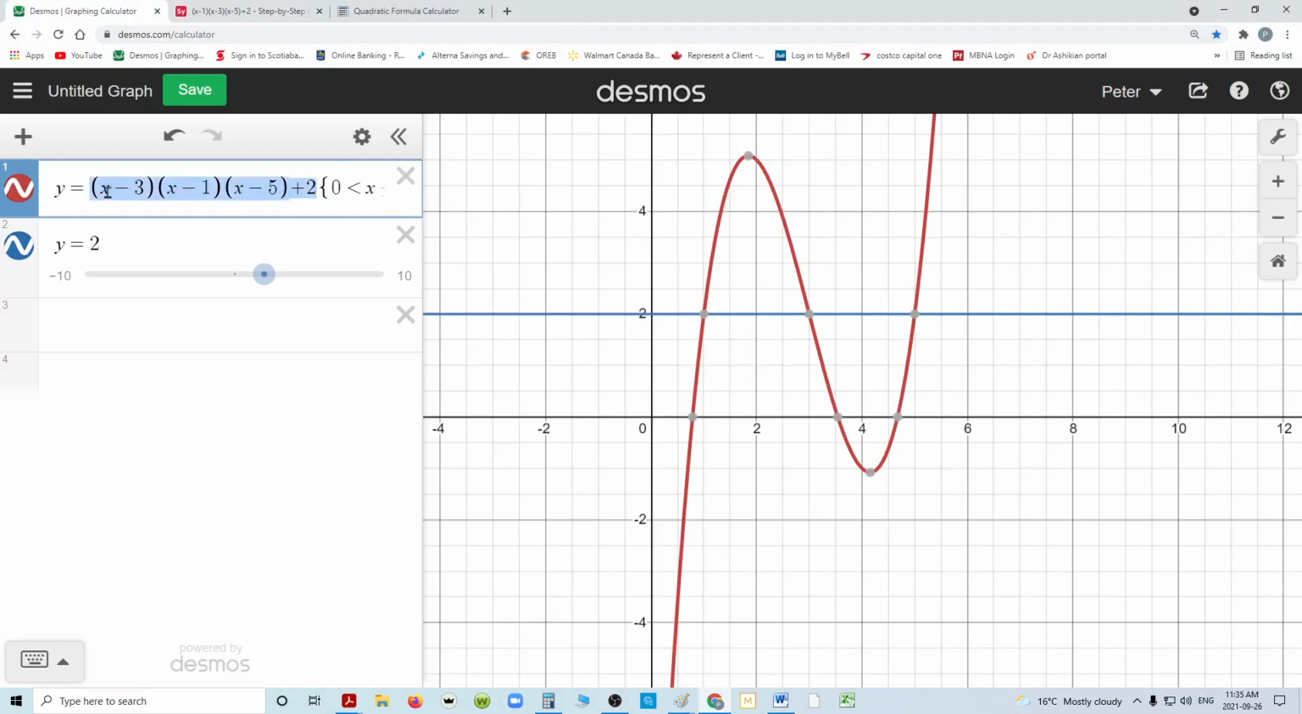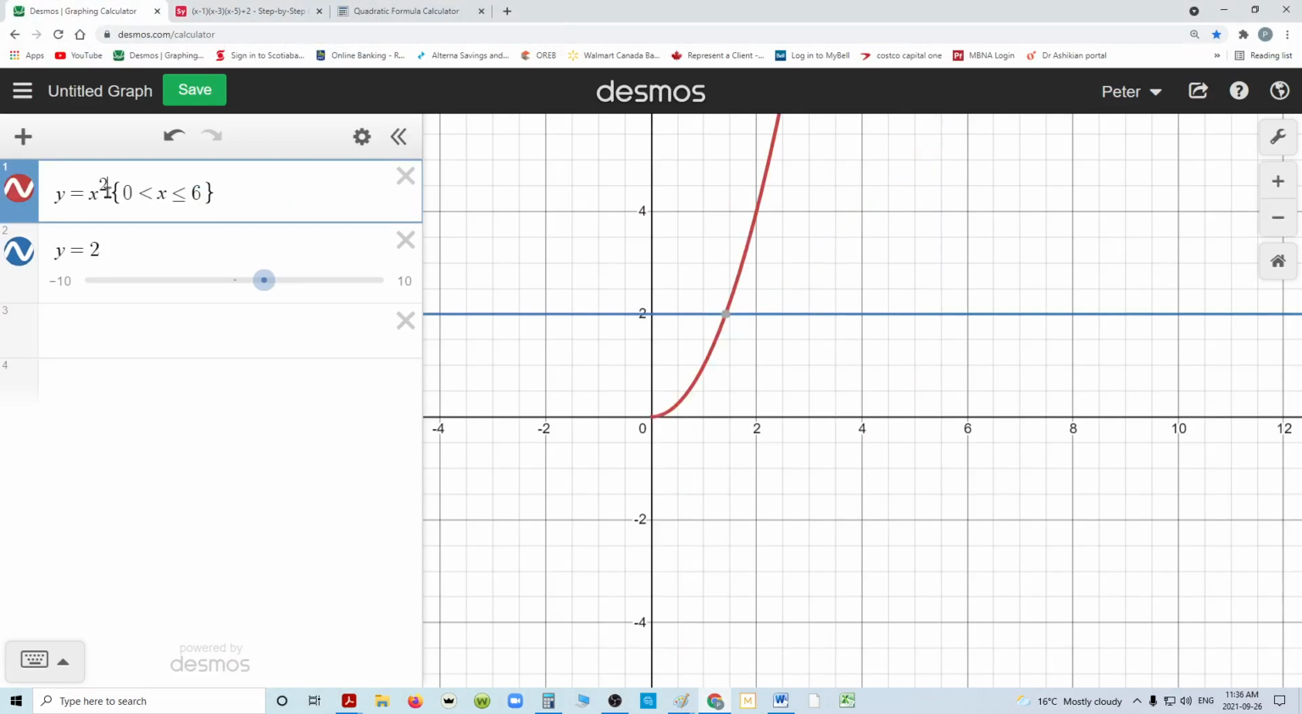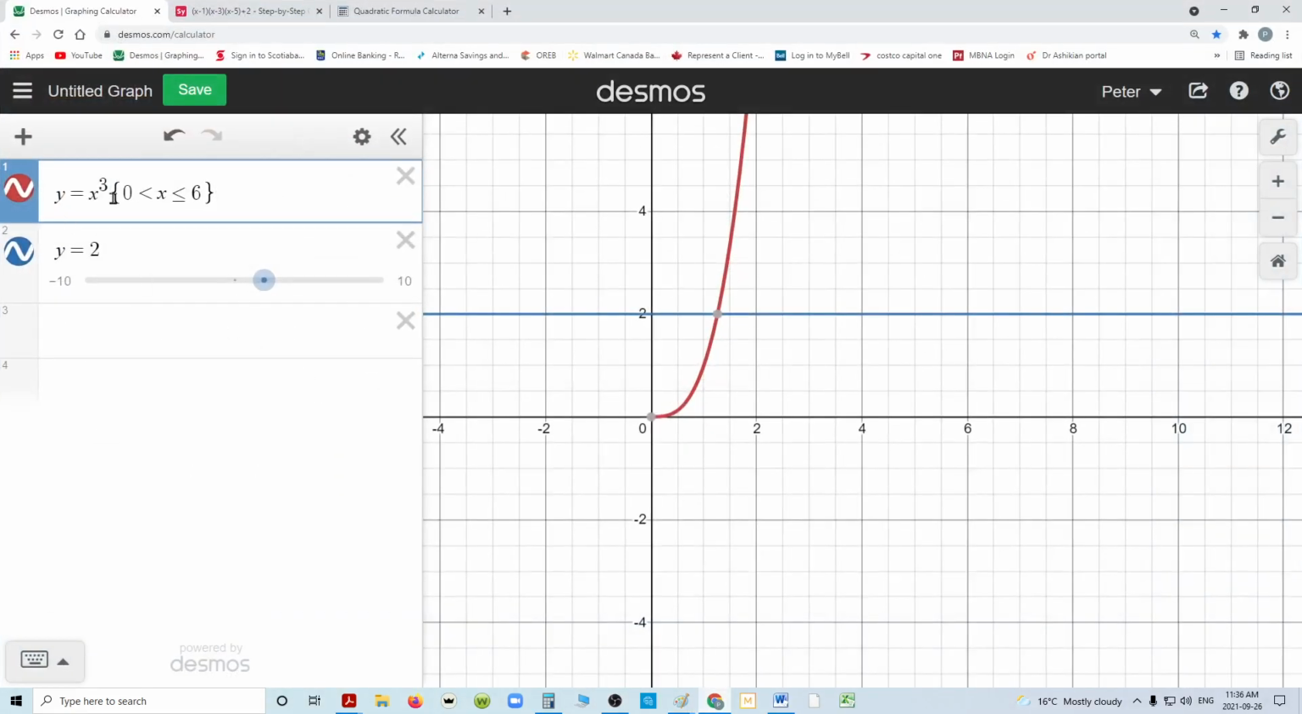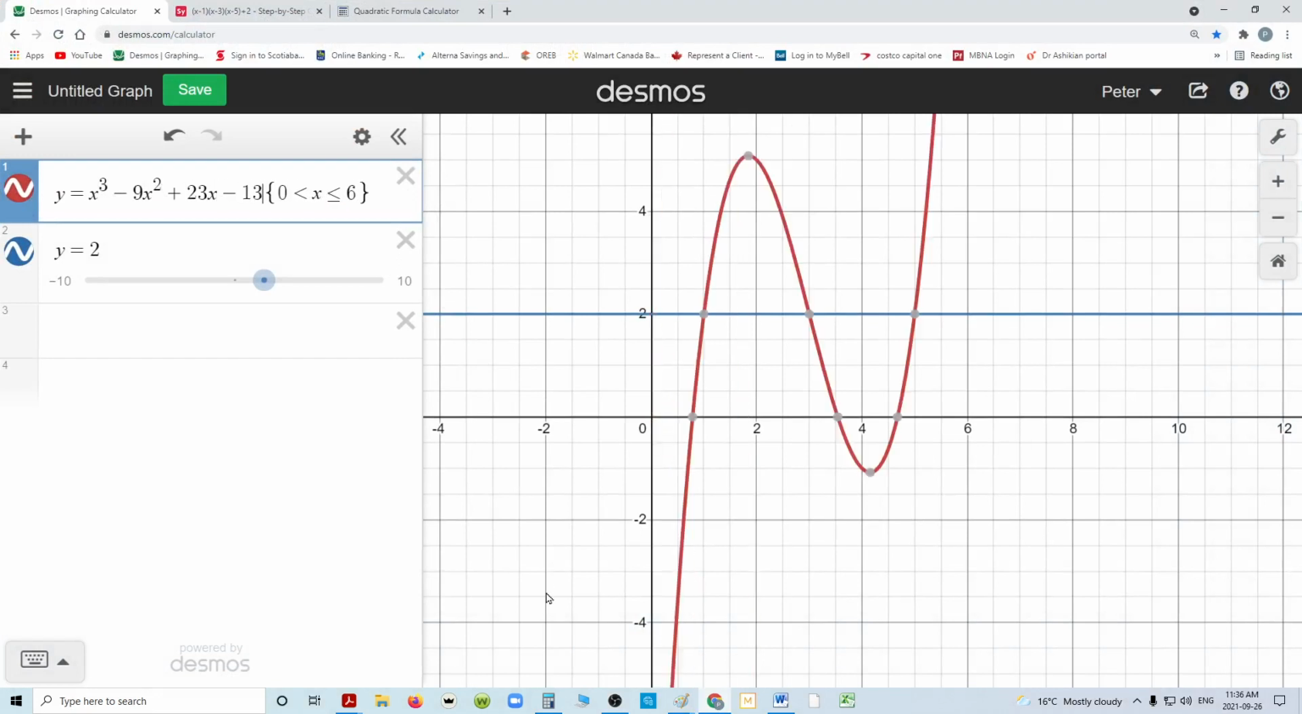In reality, I should have had the formula that I expanded to, which is x cubed minus 9x squared plus 23x, was it? Plus 23x minus 13. Now, it's clear that's the same graph, right? But you wouldn't know that. You wouldn't know that from expanded.